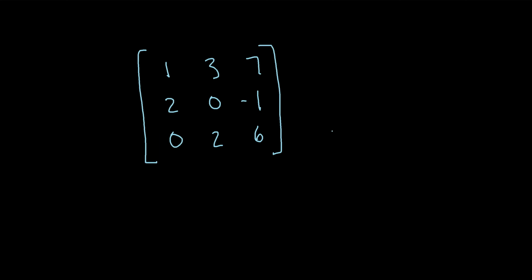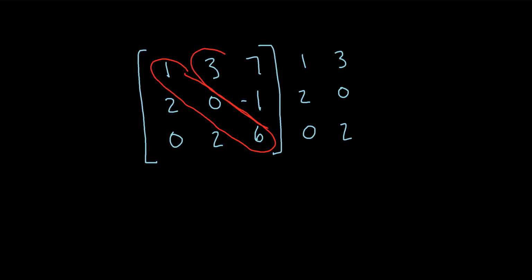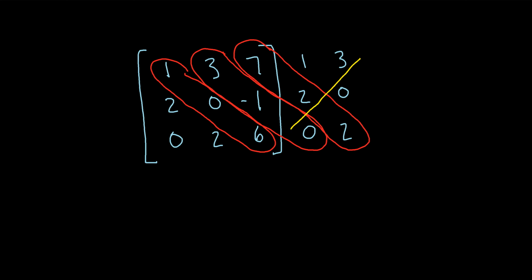All right, let's try one more example. Let's say we want to find the determinant of this 3x3 matrix. We can use the exact same technique where we rewrite these first 2 columns on the outside of the matrix. So if we do that, we get 1, 2, 0, 3, 0, 2. And again, we're going to identify each of the diagonals. We will multiply each of the values in the diagonals and take the sum and then subtract the product of each of the anti-diagonals.